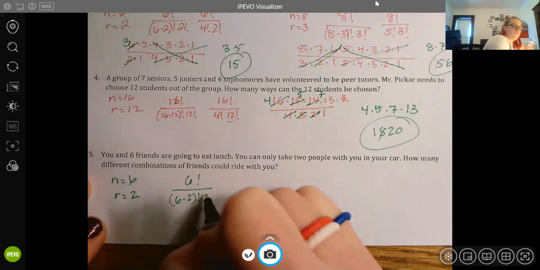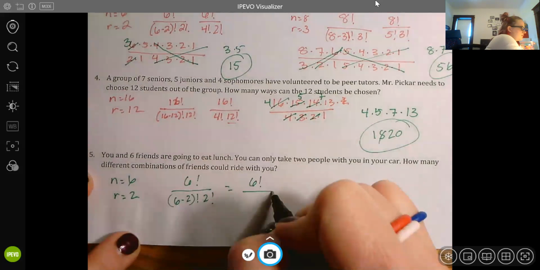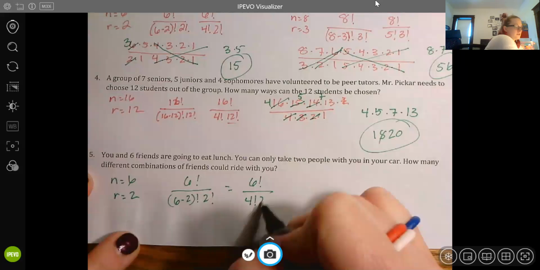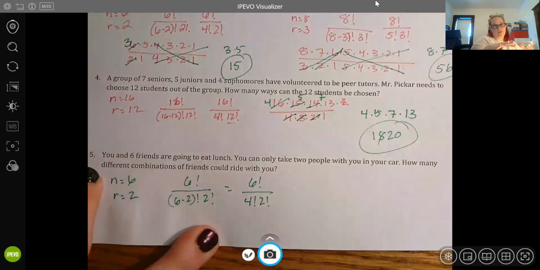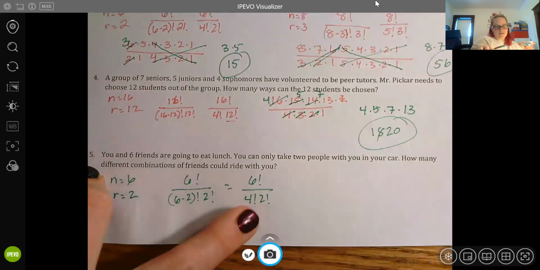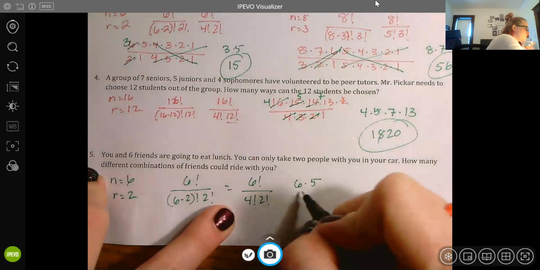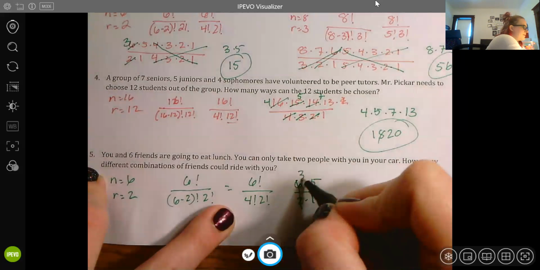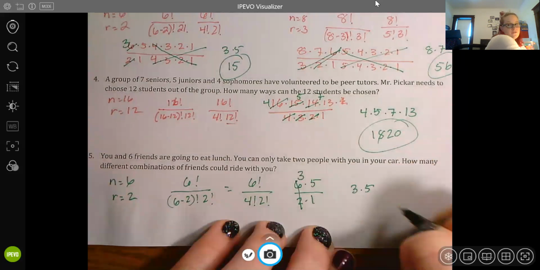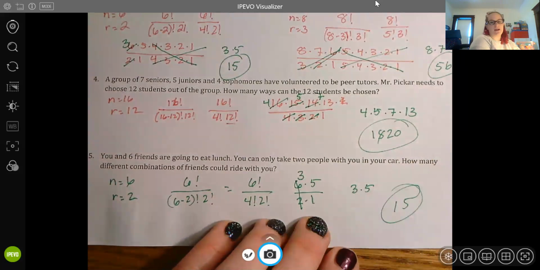So I'm just plugging it into the formula there, and I am simplifying it to 6 factorial over 4 factorial, 2 factorial. Again, I am not going to write anything below the 4 because that's going to cancel out with the 4 factorial. So I get 6 times 5 over 2 times 1. So my 6 and my 2 are going to simplify, and I'm left with 3 times 5. So there are 15 possible ways that I can bring 2 friends with me out of the 6. All right, let's go ahead and turn to the backside.